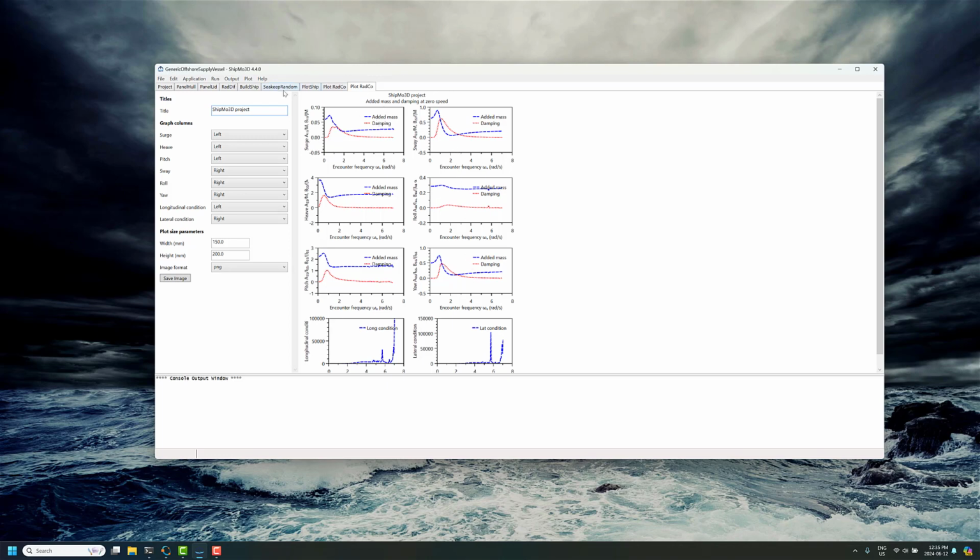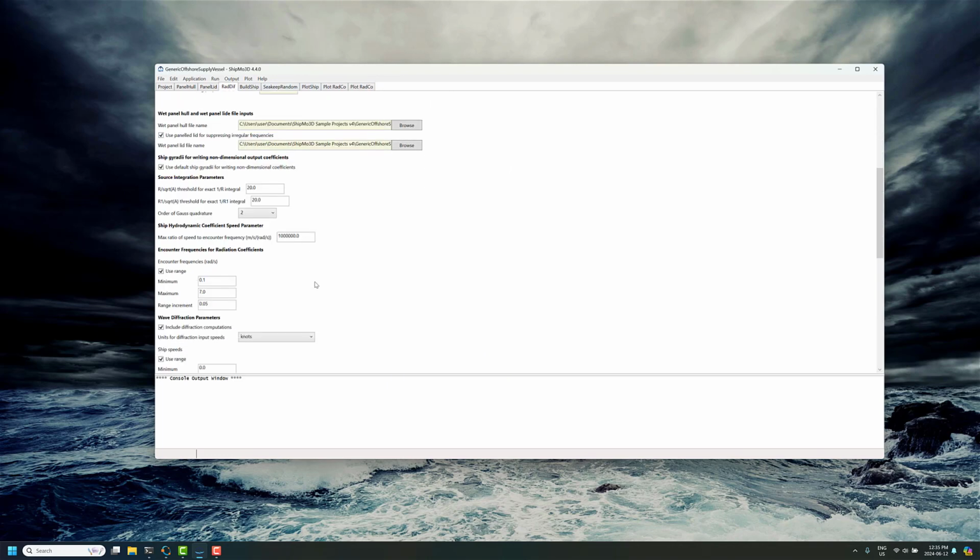If we go back to the RAD-diff application, the encounter frequencies are going to be the range. The reason it's called encounter frequency is that when the vessel is moving at forward speed, it's moving through the waves it's encountering, which excite the system. This isn't the wave frequencies per se, but it's what the ship will be moving around at, which drives what the wave radiation parameters are.